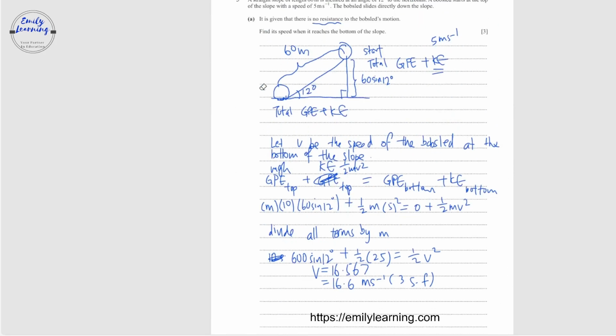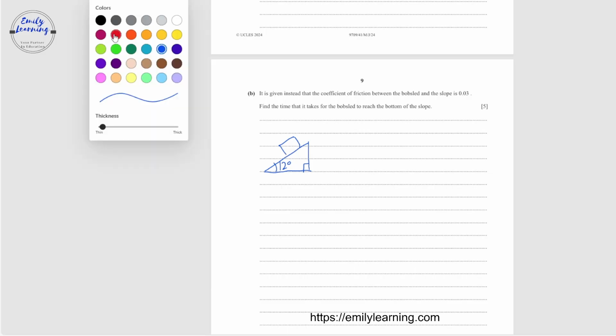So now let's draw out the force diagram again. So I'll draw my slope, 12 degrees. Okay, I'm going to draw the bobsled as just this. Now I'm going to draw out maybe the weight. The weight is W, which is mg. Okay, I'm going to resolve it into two components, here and here, right?